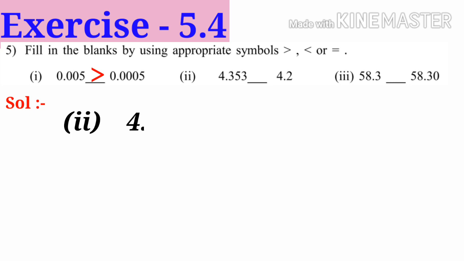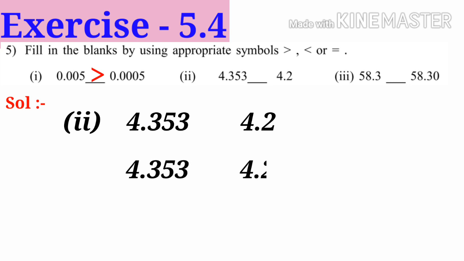Next number 2. 4.353, 4.2. To convert into like decimals, add 2 zeros because maximum decimal places is 3. Add 2 zeros to the decimal part of second decimal fraction. Now compare 353 is greater than 200. So put greater than symbol in the blank.